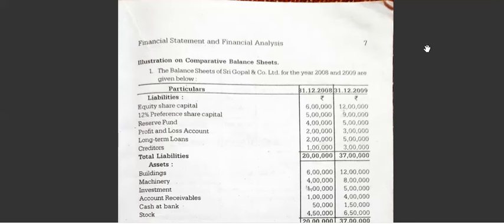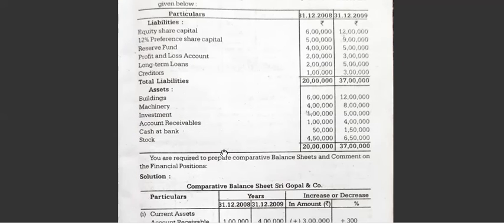Okay, the information about the 2008 and 2009 is given in the problem. Balance sheet, liabilities several items are given, and assets several items are given. Okay, the amounts are given of 2 years. Now what you have to do is you have to prepare a comparative balance sheet and comment the position. Now comparative balance sheet, how to prepare?